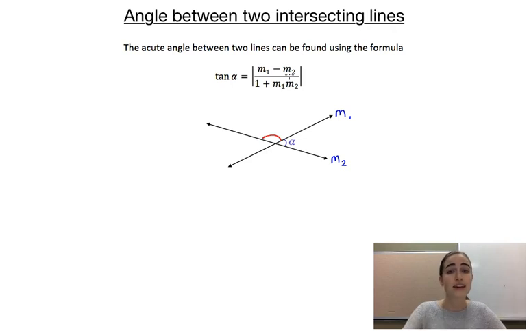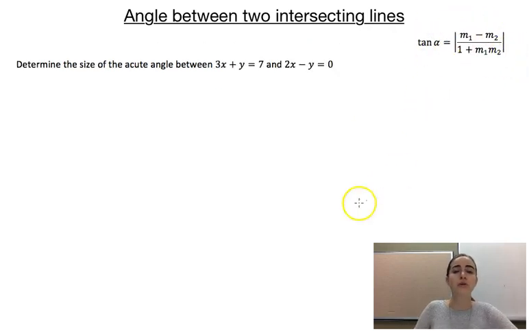All right, so let's have a look at an example. I've left our formula up in the corner to help us. Our question asks us to determine the size of the acute angle between the line 3x plus y equals 7 and 2x minus y equals 0. So the first thing we need to do is determine m1 and m2. So we're going to rearrange both of these equations into gradient intercept form, which means we want to make y the subject of the equation.